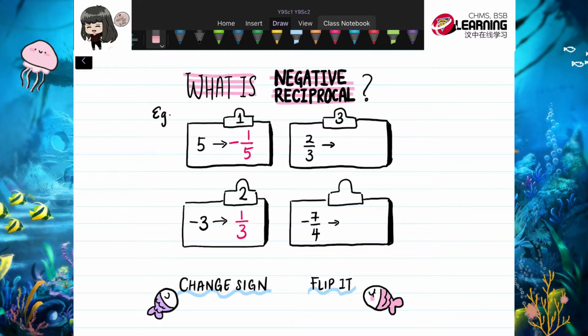Alright, so you look at the third one. This one's supposed to be 4. You look at the third one. It's 2 over 3, right? So we change the sign to negative. Since it's positive, we change it to negative. And then 2 over 3, we flip it, become 3 over 2. And -7 over 4, change sign, become positive, and then 7 over 4 becomes 4 over 7. So I can say that the negative reciprocal for -7 over 4 is 4 over 7. Or another way around, the negative reciprocal for 4 over 7 is -7 over 4.